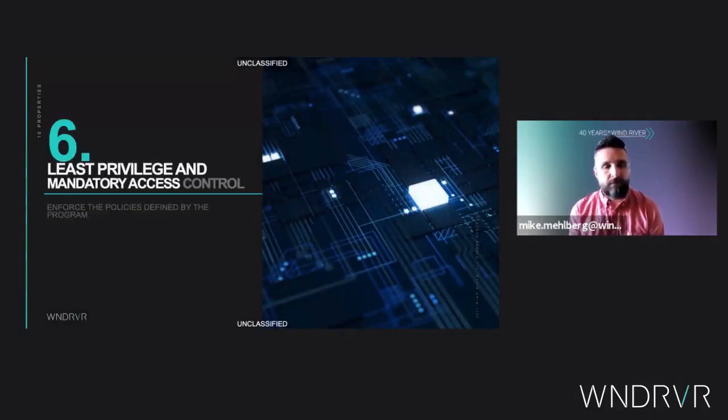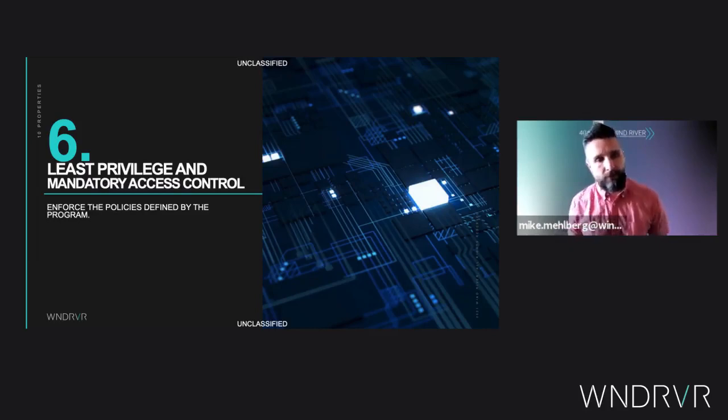Number 6, least privilege and mandatory access control. These are two interrelated concepts that I'll explain one at a time. For least privilege, we want to only give applications and users and data the privileges that they need to have, and not the maximum level of privileges to access anything on the system.